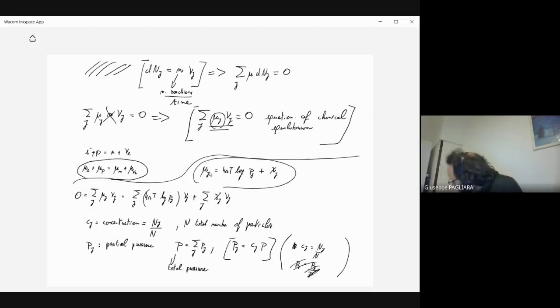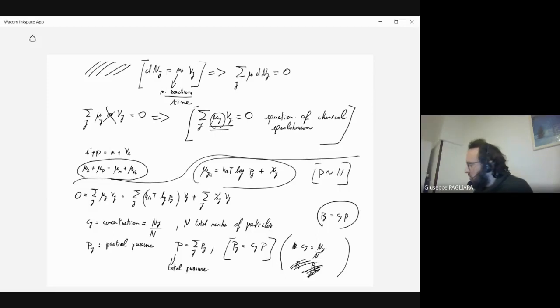I wrote something wrong. cj is the ratio between nj and n, and pj is just cj P. Sorry, this was wrong. pj is cj P. Okay. Because P in general is proportional to N. So I expect that if I have a certain number of particles, the pressure is proportional to the number of particles, and therefore the partial pressure is a portion of the total pressure, which is proportional to the number of particles in the j state.